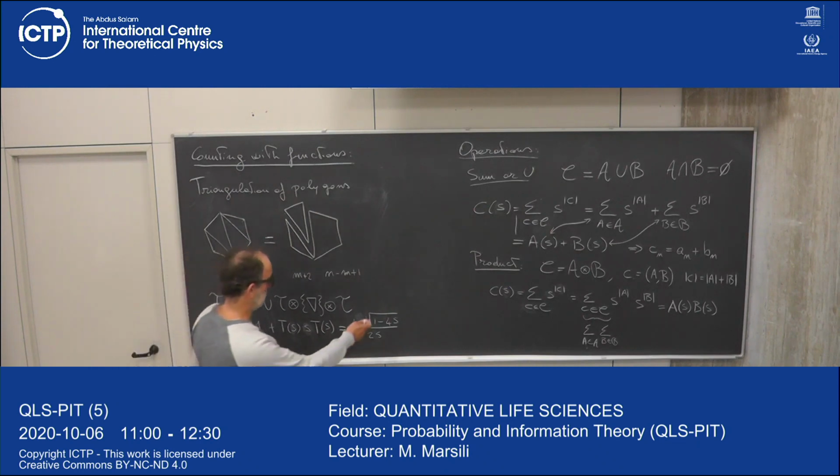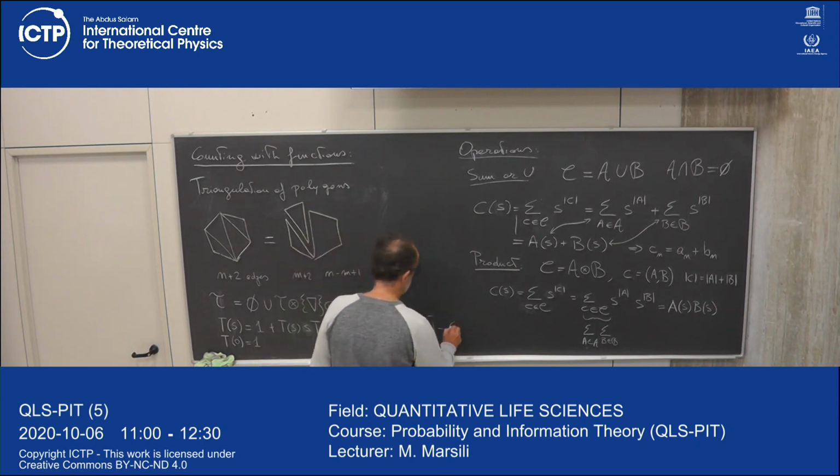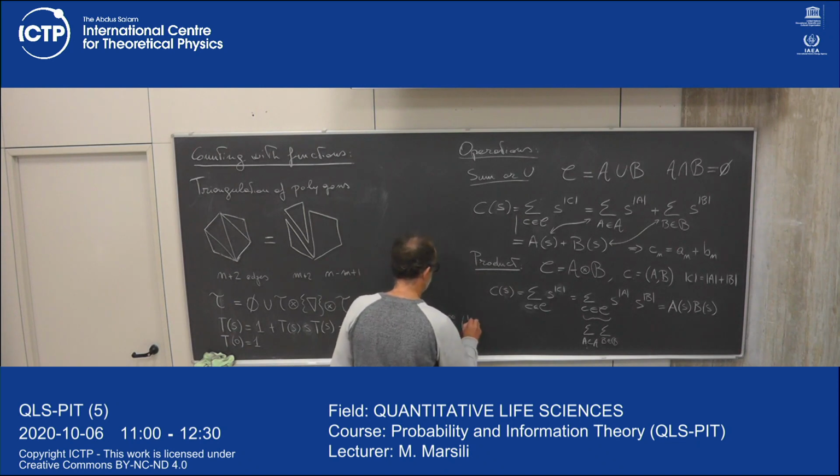So now we can use the binomial expansion and write this as 1 over 2s times 1 minus the sum over n from 0 to infinity of 1/2 choose n times minus 4s to the power n.